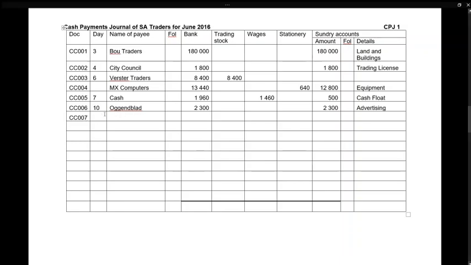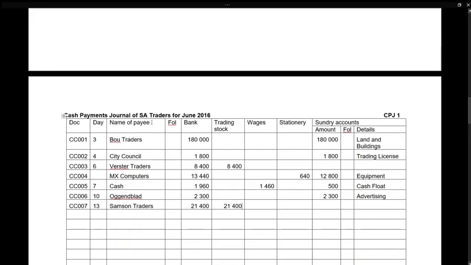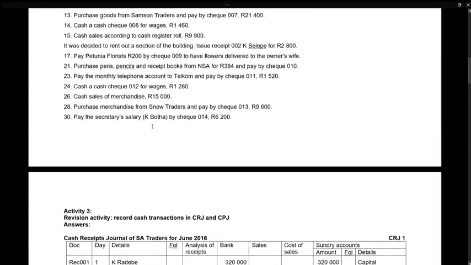Took place on the 13th, and we are paying money to Samson Traders. And we are paying them 21,400 Rand for trading stock. Okay, we are done with that transaction. Let's go to our next one.